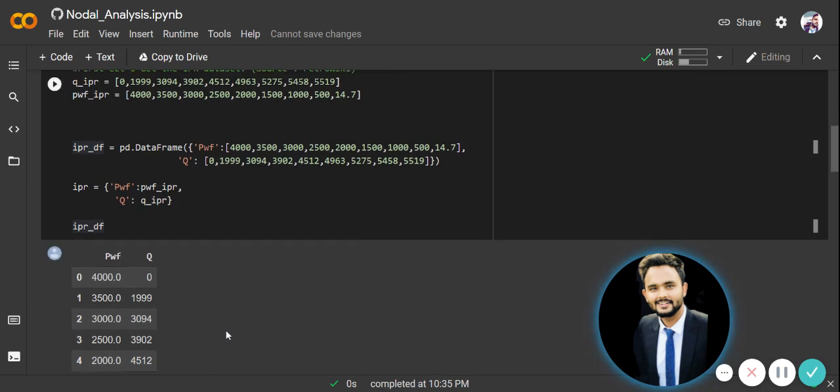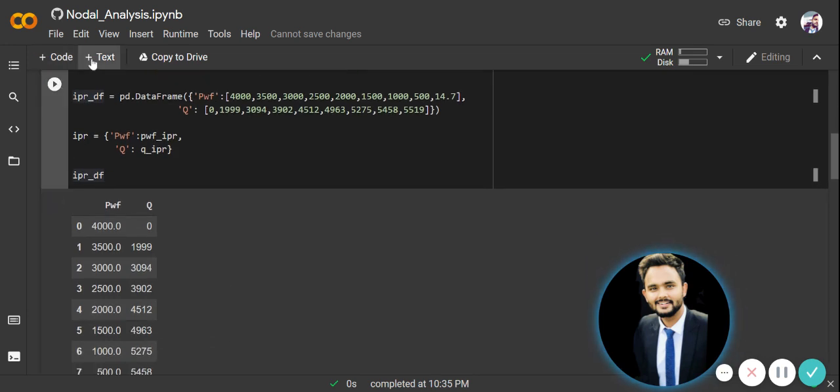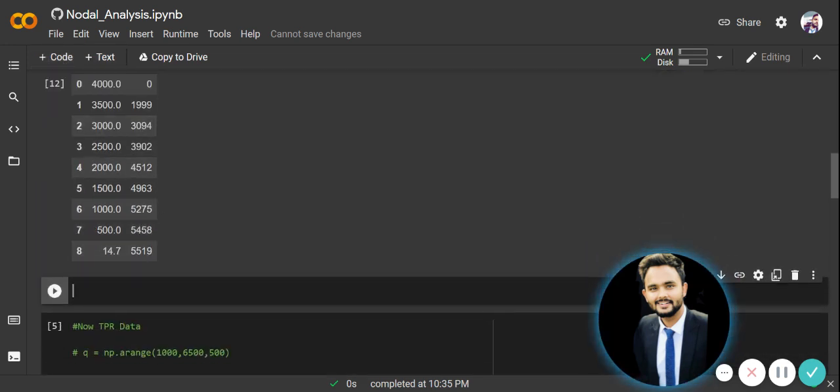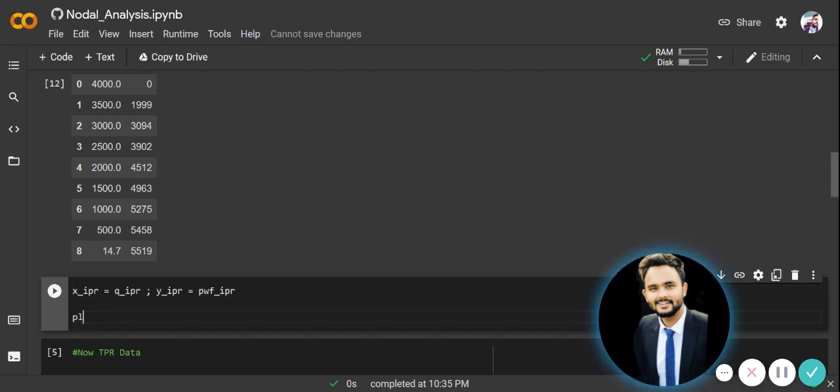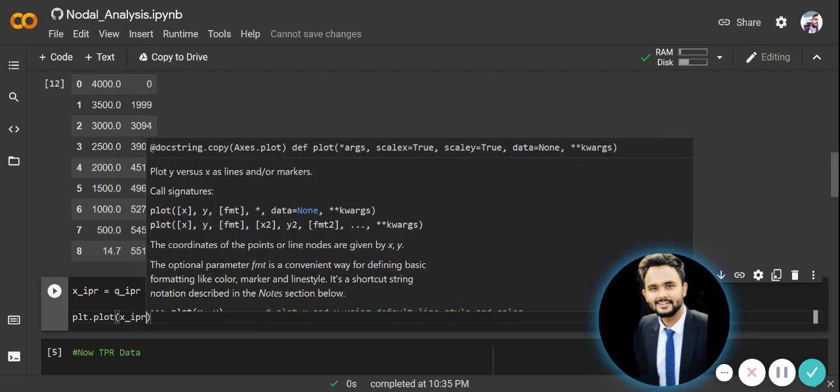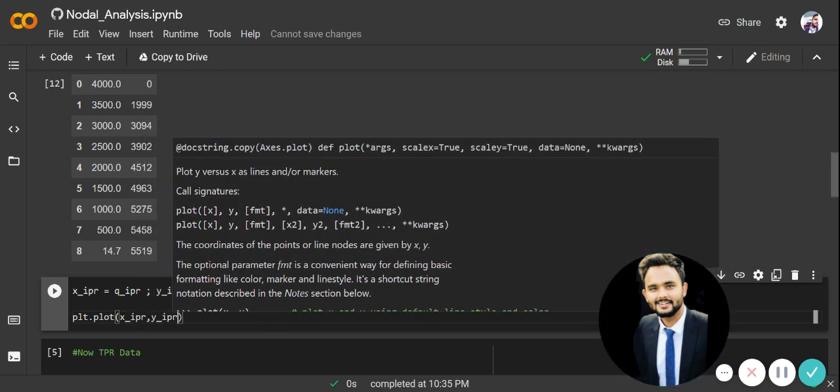So this is a simple introduction. By now we have created the IPR dataset. Now we can just plot it out. So plt dot, what is the x-axis for IPR? It is flow rate, Q_IPR. And what is the y-axis for IPR? The y-axis for IPR is PWF_IPR. And like I told you, to plot in Python we do plt.plot(x_IPR, y_IPR).